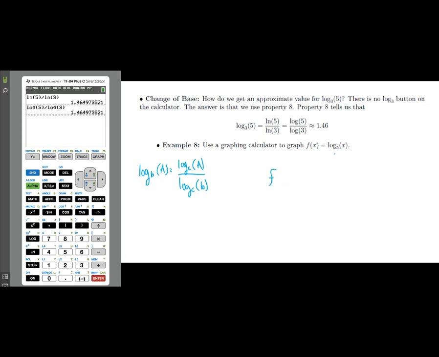So if I want to take a look at f of x equals the log base 5 of x on my calculator, then I know that I can just type the natural log of x divided by the natural log of 5 into my y equals menu. So if I do that, natural log of x divided by the natural log of 5, and I hit graph, then that graph is a graph of this logarithm.